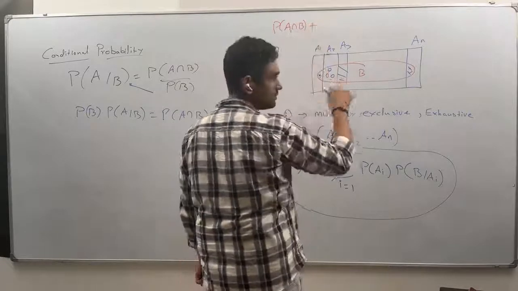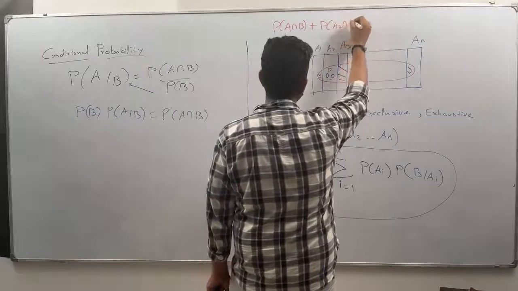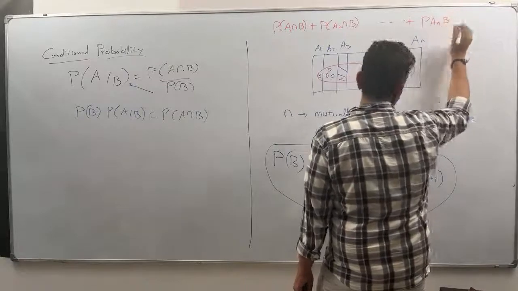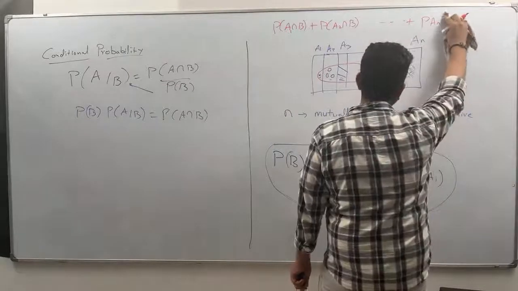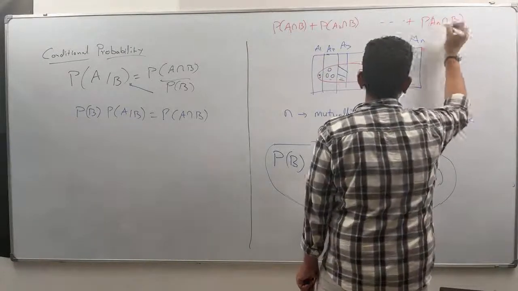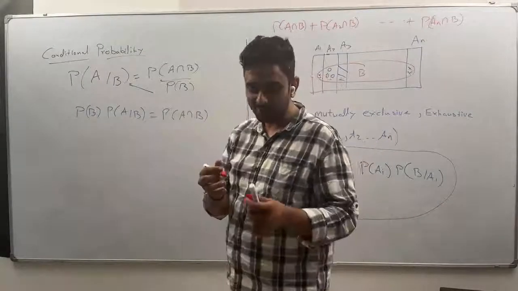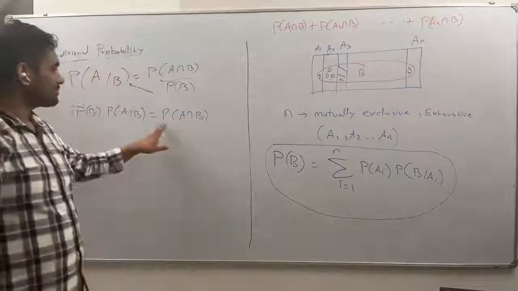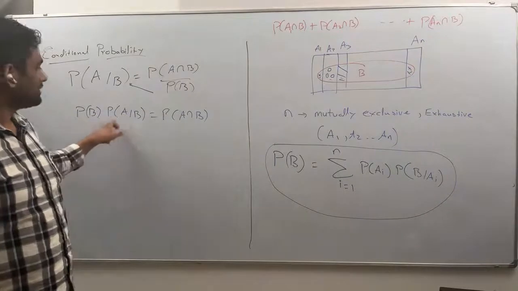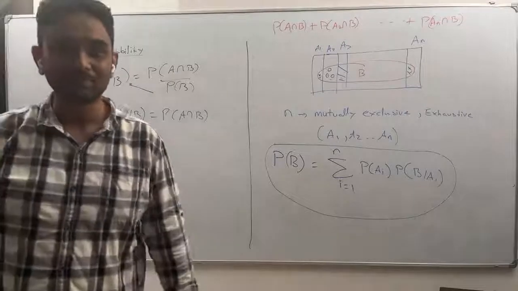Then I add A2 intersection B, and so on, till An intersection B. Now, according to a very, very difficult concept, cross multiplication, probability of A intersection B is P of B into P of A given B. That is this. Simple. That is the total probability theorem.